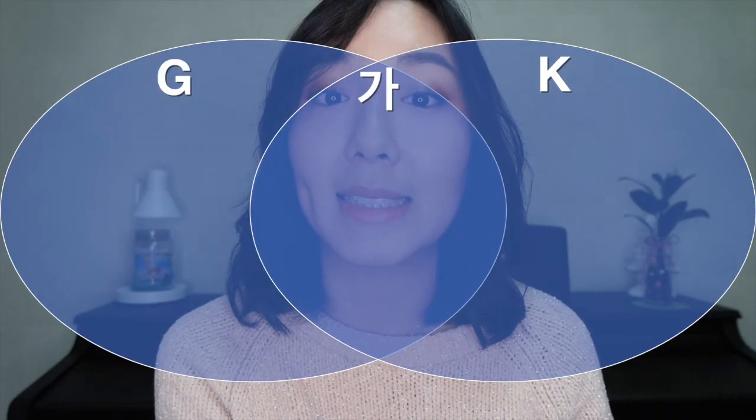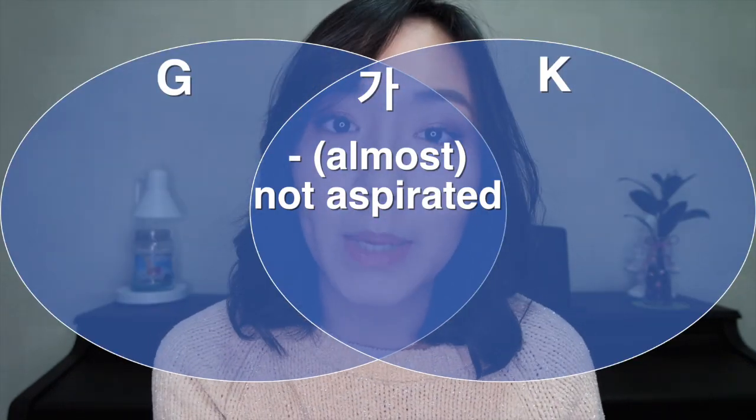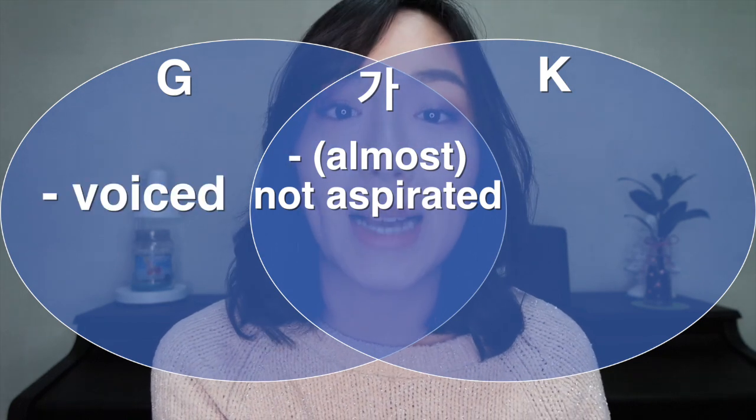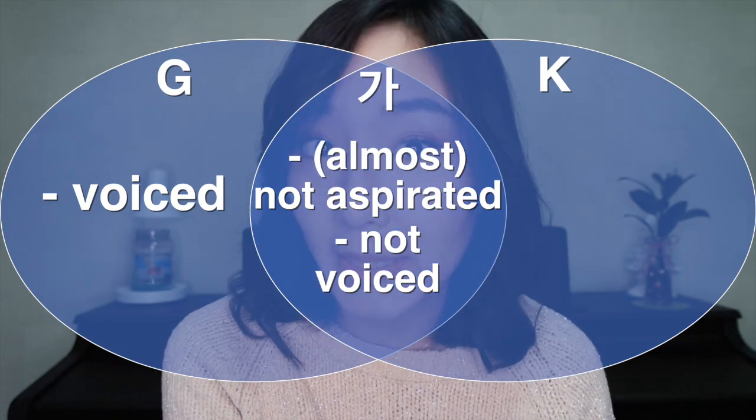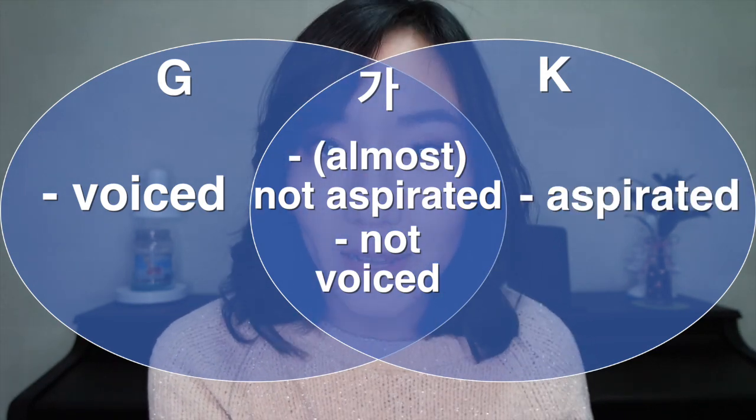So what you can do to practice is put a tissue or your hand in front of your mouth and compare the levels of aspiration. The Korean ka will have very small aspiration, whereas with the English ka, you will feel a strong burst of aspiration. So you can think of it like a Venn diagram. Korean ka is similar to G in that it's not aspirated, but different because G is voiced, whereas Korean ka is unvoiced. The Korean and English ka are similar in that they are both unvoiced, but different in the levels of aspiration. That is why we say that ka is in between G and K.